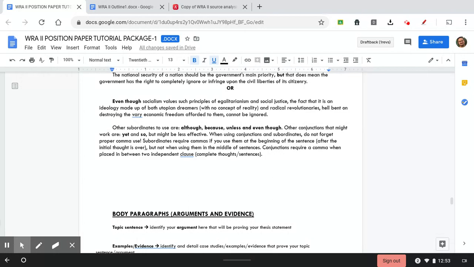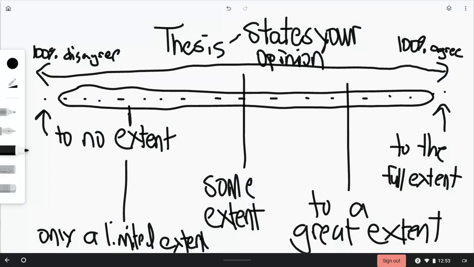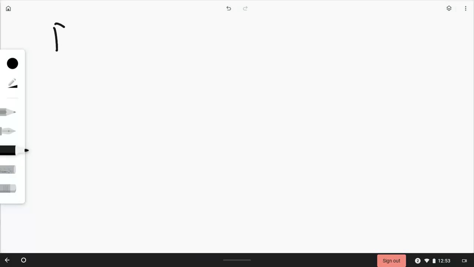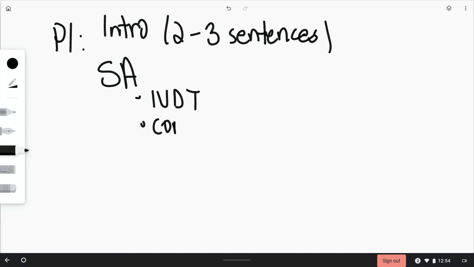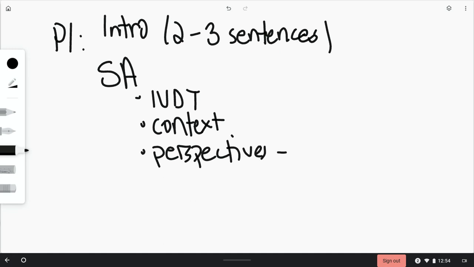So all of paragraph 1. We have an intro, 2 to 3 sentences, providing some context. Then you have your source analysis. If you see SA when I mark your paper, that just stands for source analysis. In source analysis, you use IVDT. You need to provide context and the perspectives, so either who would agree or disagree.